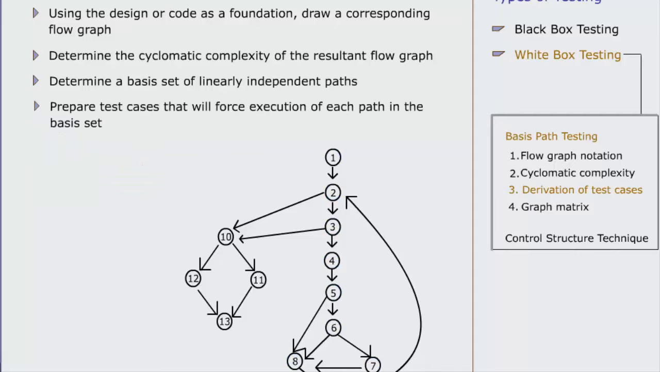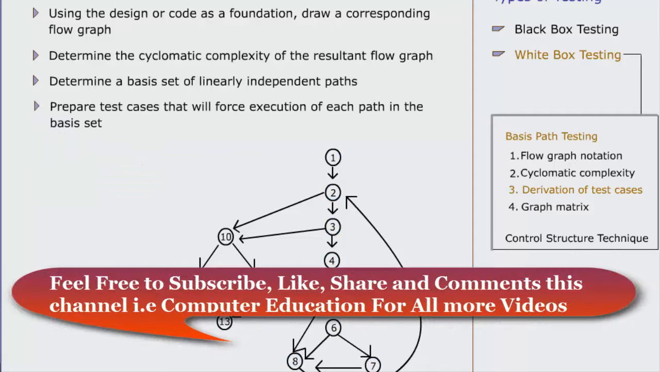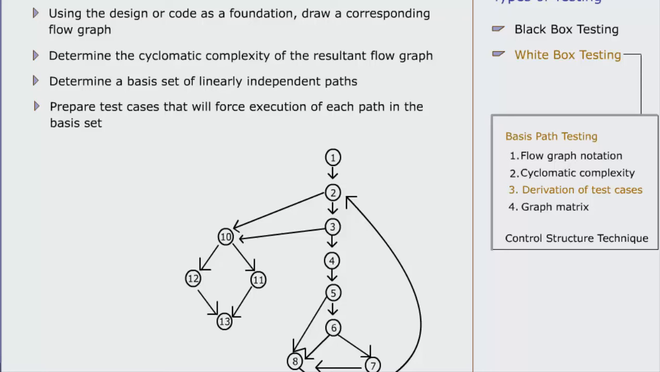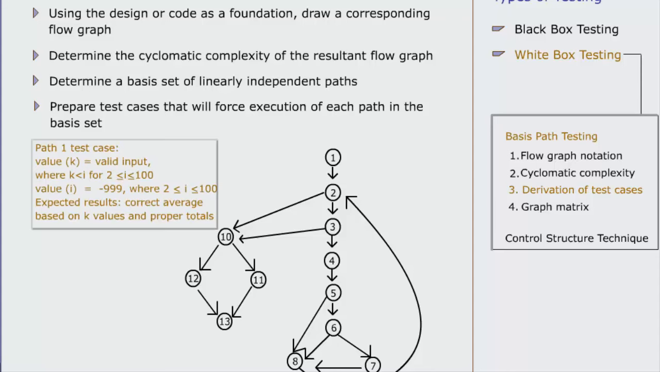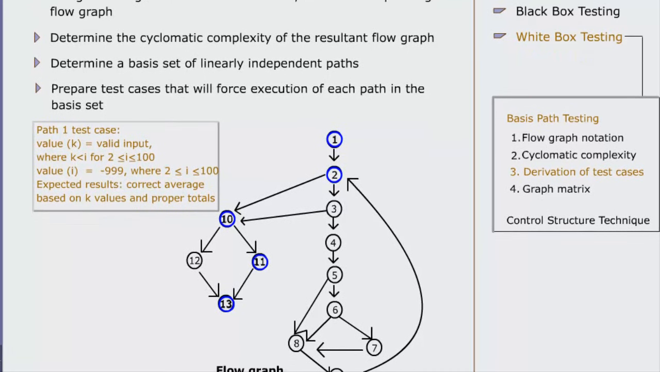Number 4. Prepare test cases that will force execution of each path in the basis set. Test cases should be designed in such a way that each path in the program is tested after execution. For the procedure, the test cases designed are: consider path 1. The test case for it would be to check whether the input given is valid or not. Here, valid input is denoted by the value of k.